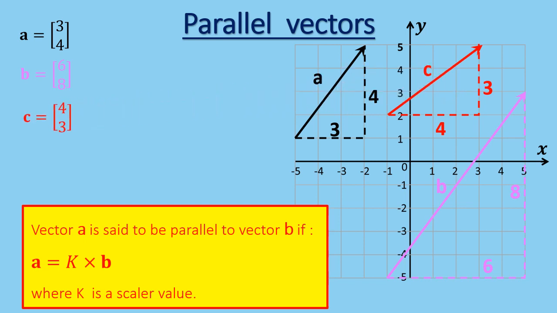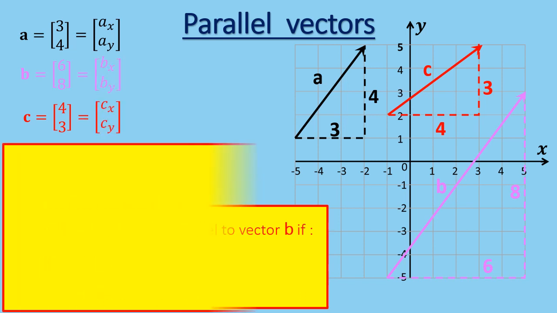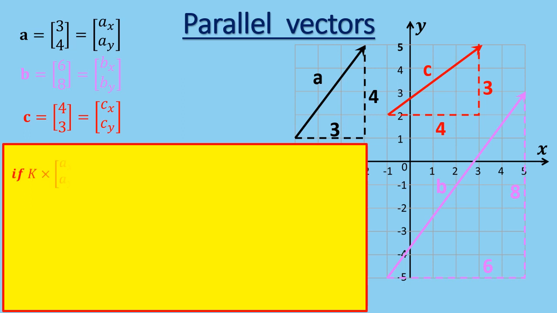To generalize my answer, I will denote the x component of vector A as a sub x, and the y component as a sub y, and the same for vectors b and c. By definition, if a scalar value k multiplied by the vector a result in the vector b, then the vectors a and b are parallel.